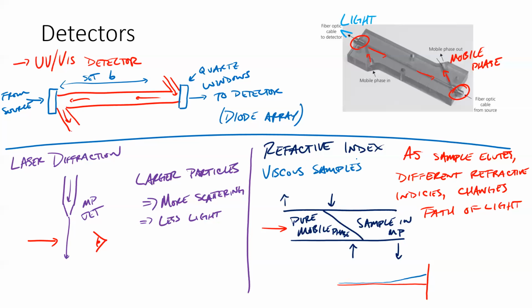This is for viscous samples or samples that have a relatively high refractive index. It doesn't have to be viscous necessarily, but that's usually what it's used for. Laser diffraction, remember, is used for GPC or SEC. What did you call it in polymer? GPC or size exclusion? Size exclusion. Okay. They're exactly the same thing. I don't know. It seems like different industries have taken different names for it.